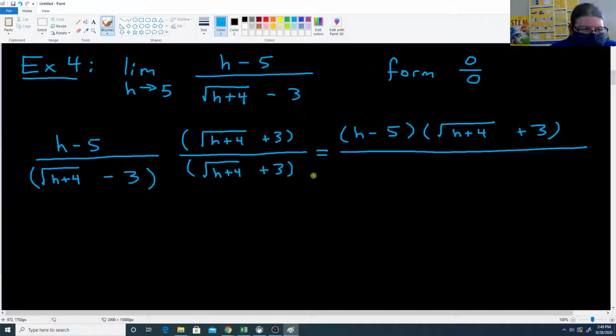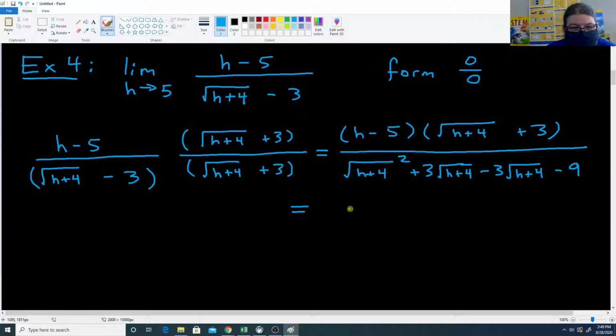The first will be the square root of h plus 4 times itself, which is the square root of h plus 4 squared. The outer will be the square root of h plus 4 times a 3. The inner will be negative 3 times the square root of h plus 4. And the last will be a negative 3 times a positive 3, which is a negative 9.